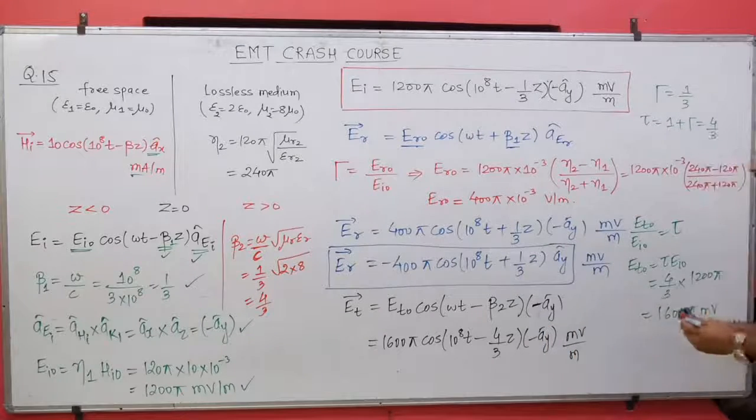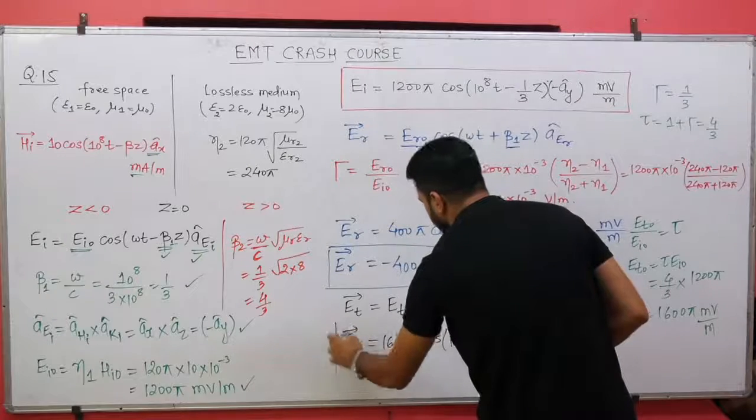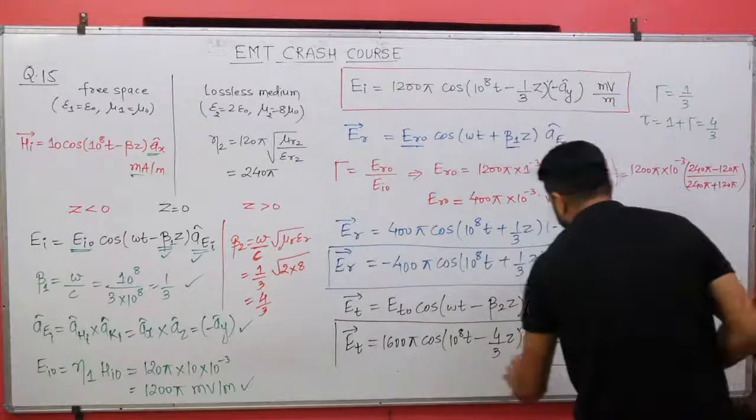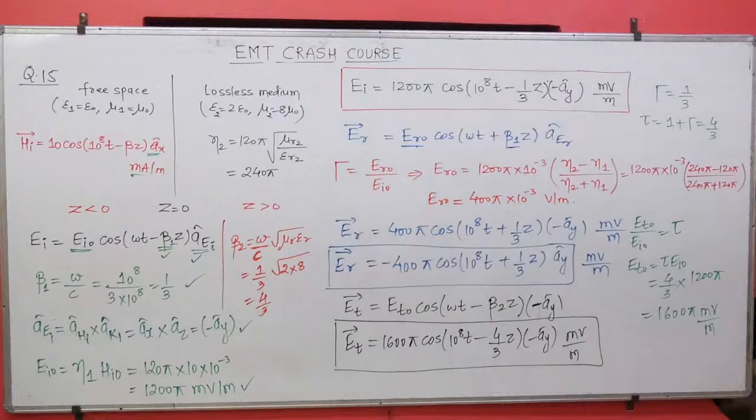So accordingly you can write the transmitted electric field, and if you keep the minus sign in front and check the options, it is minus 1600 pi. Yes, option A is correct for the transmitted electric field.